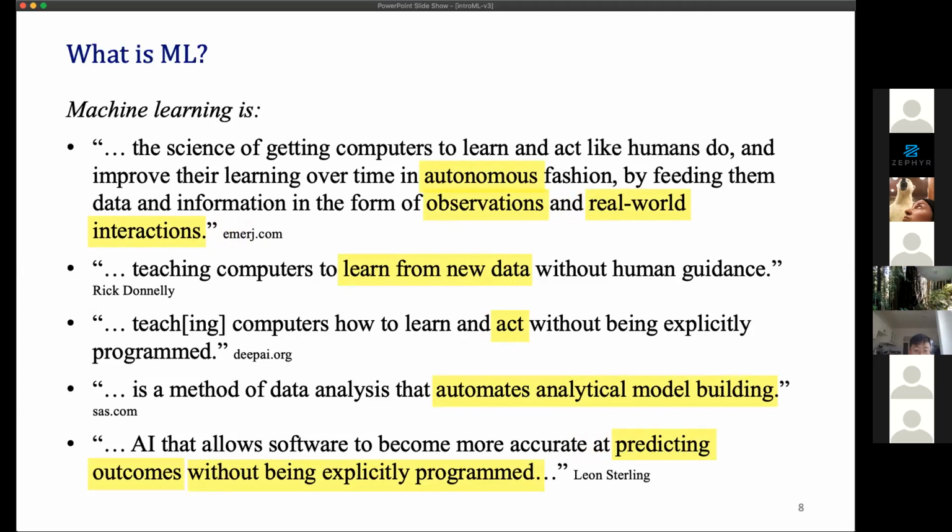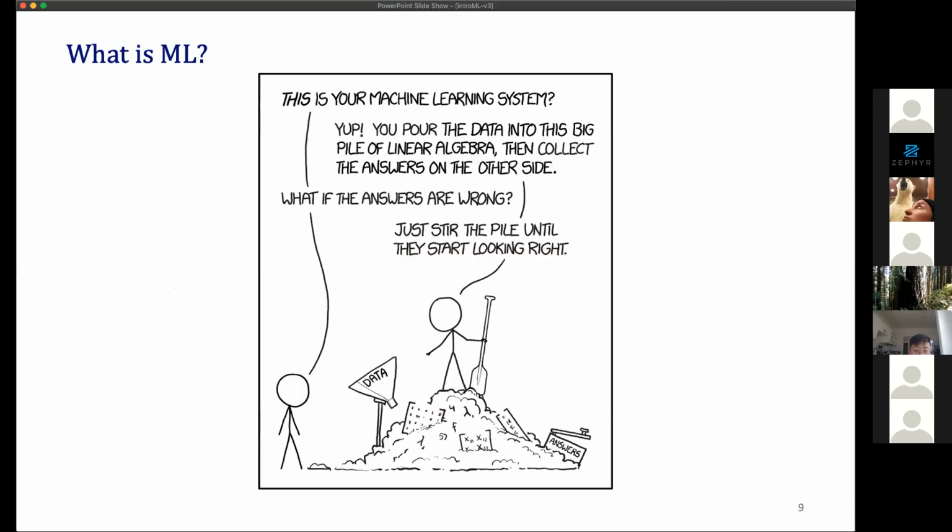One is that it's kind of autonomous, something done without humans. It's based on continuous data, not just a point in time, but more continual. And its value proposition is that it automates model building and doing predictions. And we're going to see some examples today of maybe how you can do that. But this will probably become more clear when we see it on Friday.